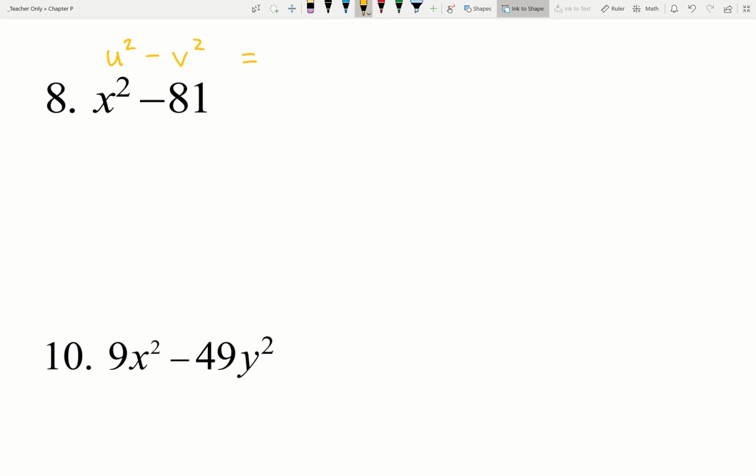And so that's going to be a skill you need to pick up, is being able to notice them when you see them, because once you notice it, you just have to apply the formula, which goes u plus v times u minus v. So let's go ahead and set ourselves up here. So we're going to have u plus v times u minus v. Okay, so we'll set ourselves up here.